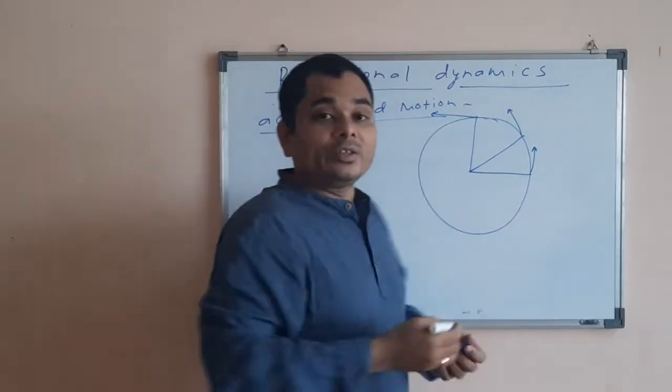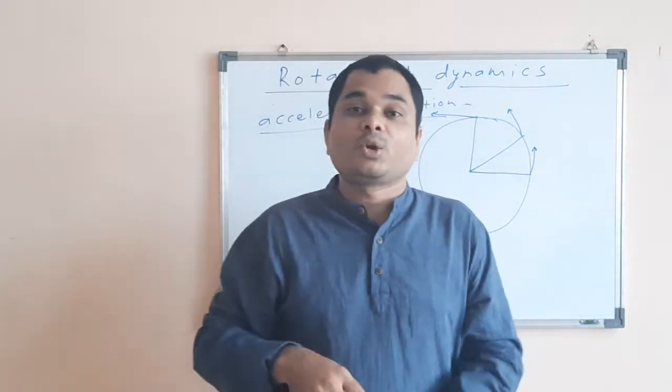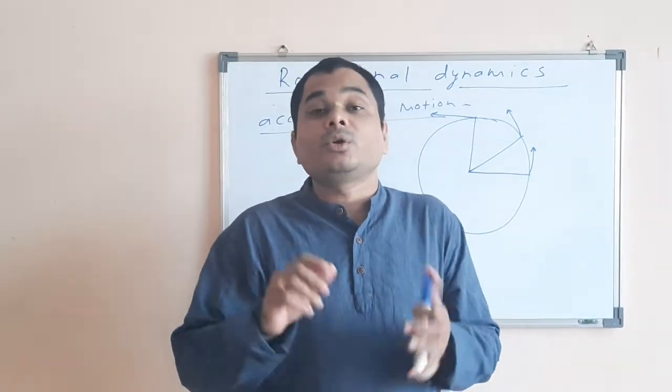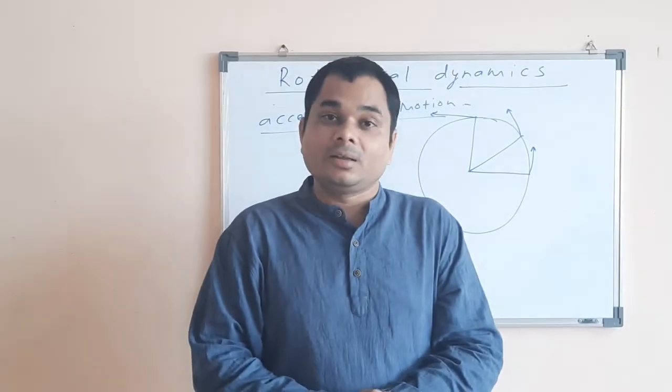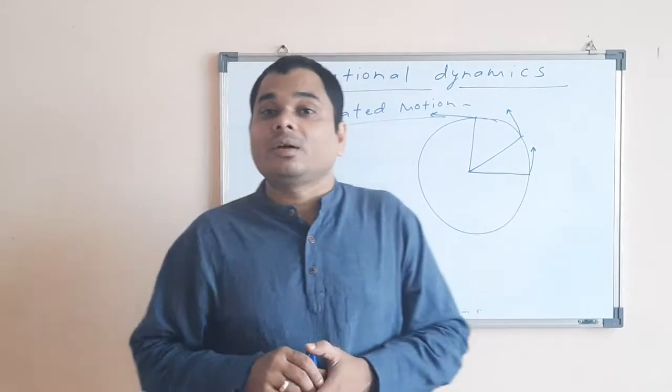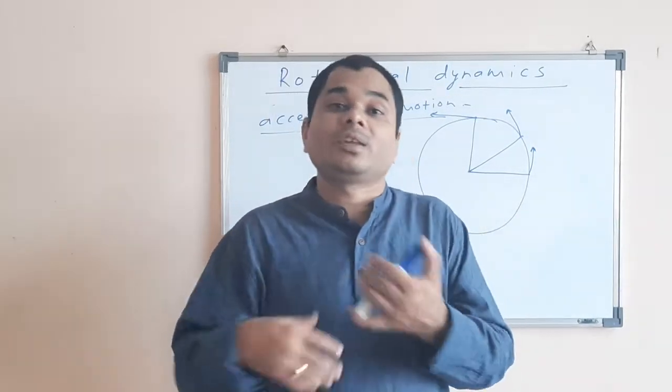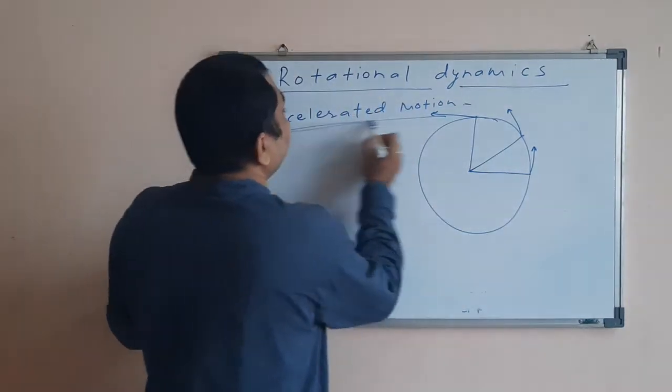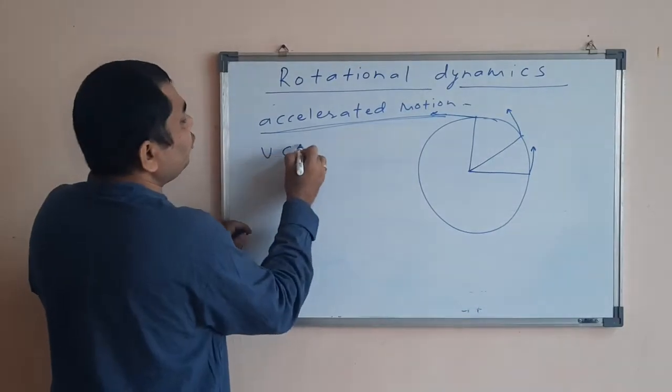Why? Because even if the speed of the circular motion remains constant, due to the change in the direction continuously, it will always have an acceleration because the velocity will keep on changing. So this is accelerated motion. Now there is something called uniform circular motion.